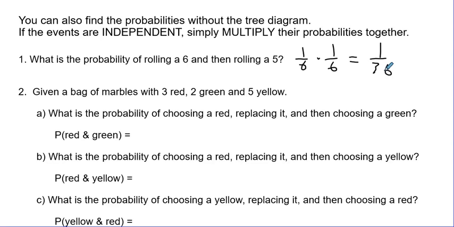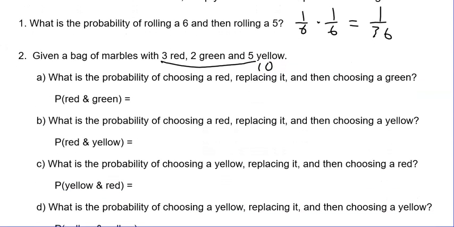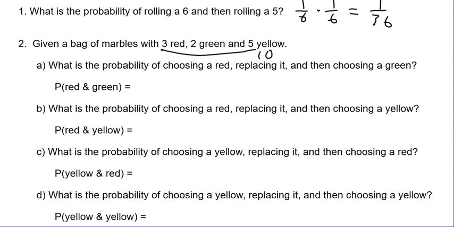Given a bag of marbles with 3 red, 2 green, and 5 yellow. That's 10 marbles. What's the probability of choosing a red, putting it back in, and then choosing a green? Well, red is 3 out of 10, and green is 2 out of 10. Now you can multiply or reduce. 2 out of 10 is really just 1 over 5. So that means you have a 3 out of 50 chance of getting that combination.